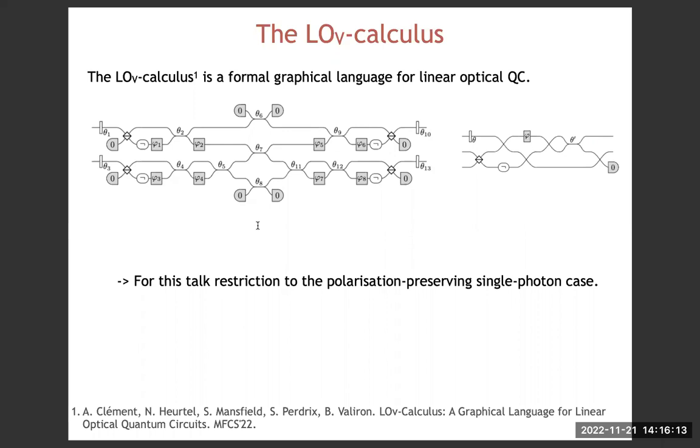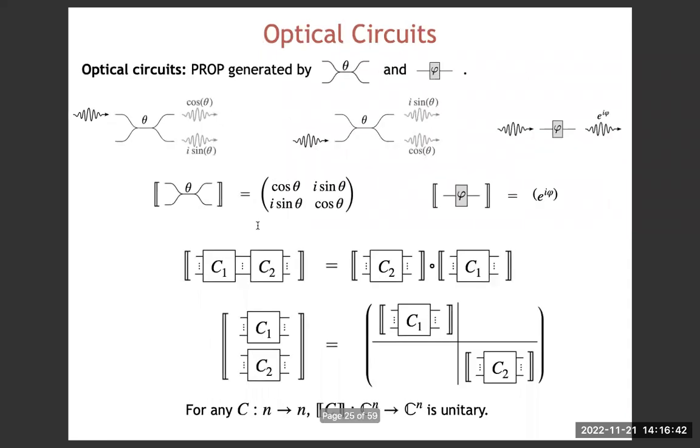So we have this graphical language, and we have proved some interesting properties about it. But for this particular talk, we will restrict our attention to a fragment of this language, which is the polarization preserving case. So we will not take into account the polarization of the photons, and also the single photon case: we consider that there is only a single photon in the circuit. So what is this fragment? It is just a PROP, generated by two generators: the beam splitter, which is here, and the phase shifter.